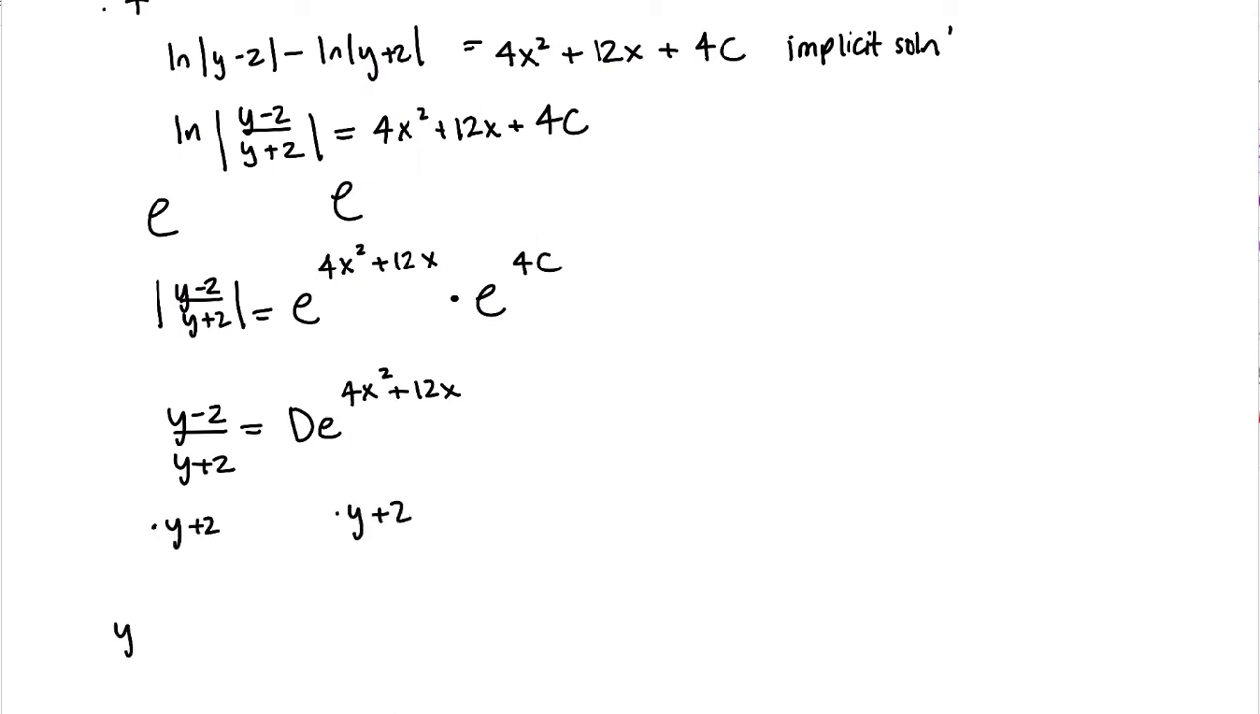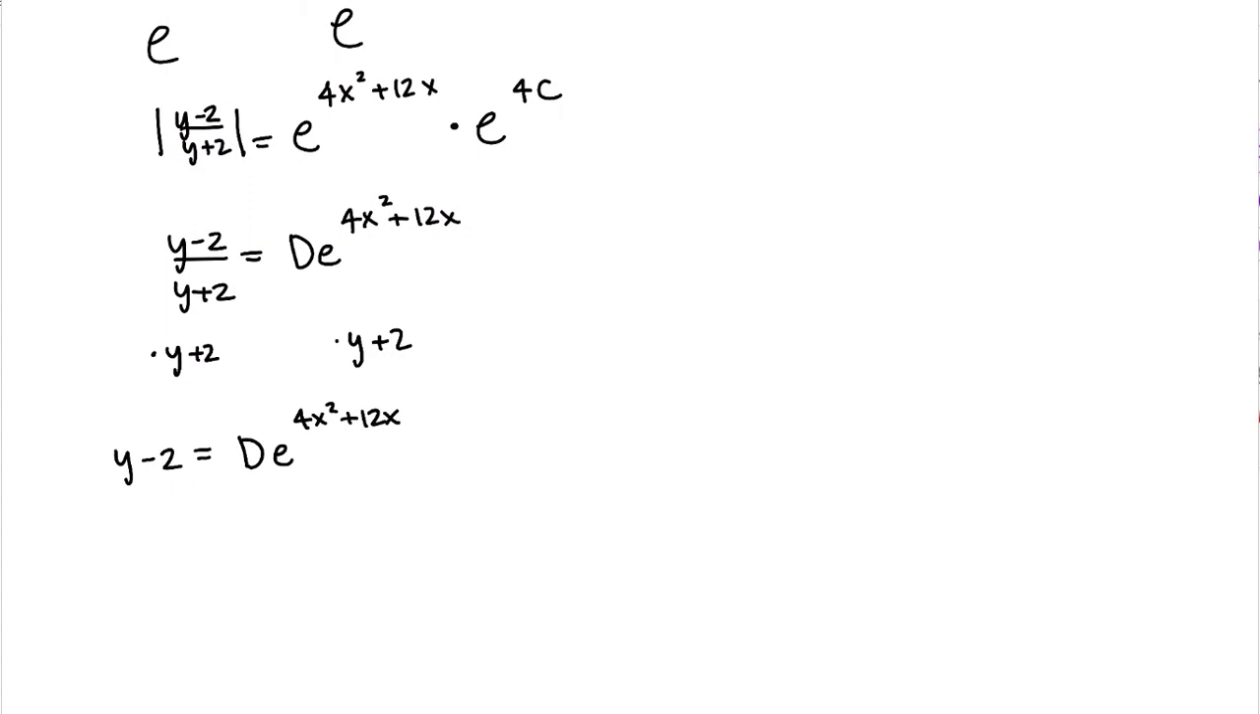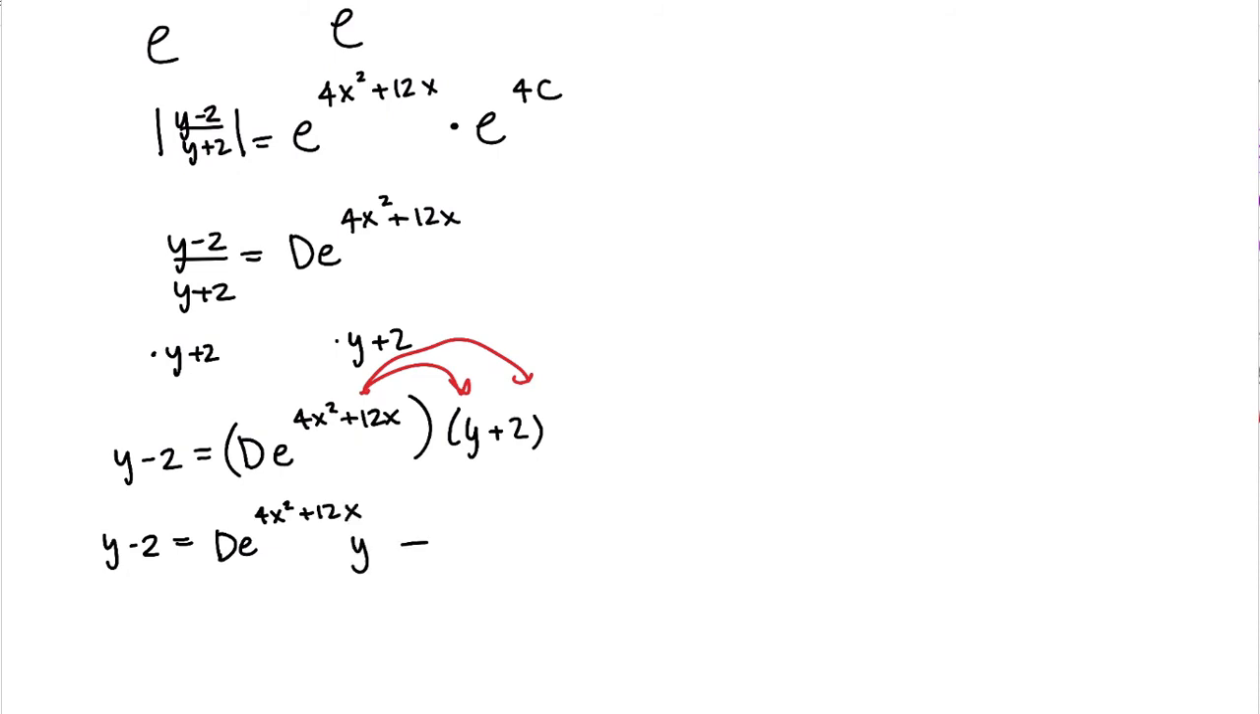So on the left-hand side, I have y minus 2 equal to d e to the 4x squared plus 12x times y plus 2. And I can tell it's going to get interesting because I'm going to have to distribute my function of x to both terms, and then I'll have two terms that have a y. So y minus 2 equals d e to the 4x squared plus 12x times y plus 2d e to the 4x squared plus 12x.